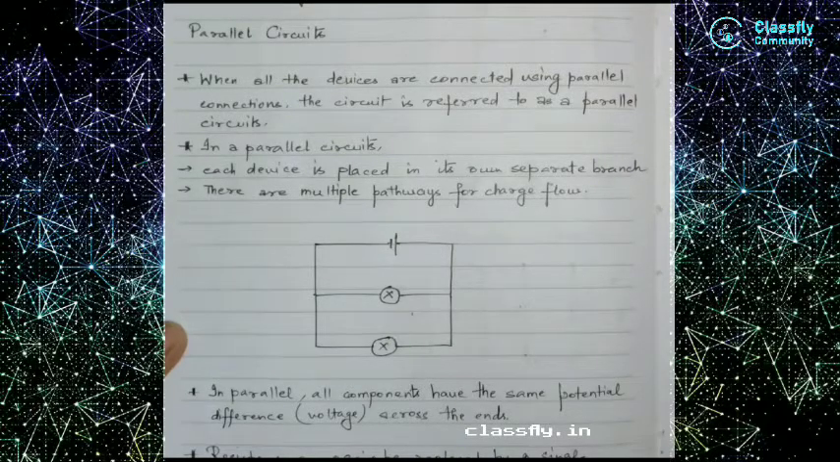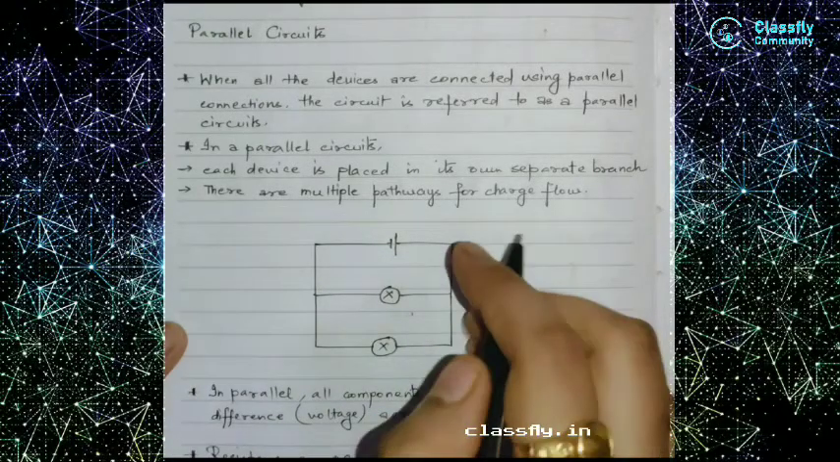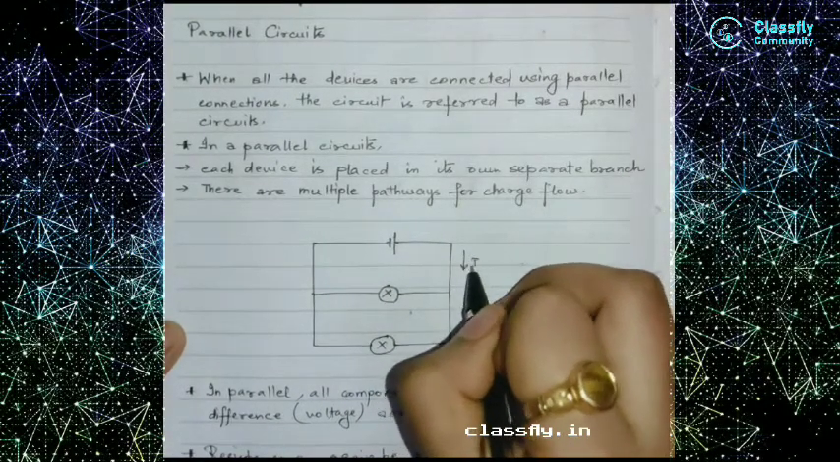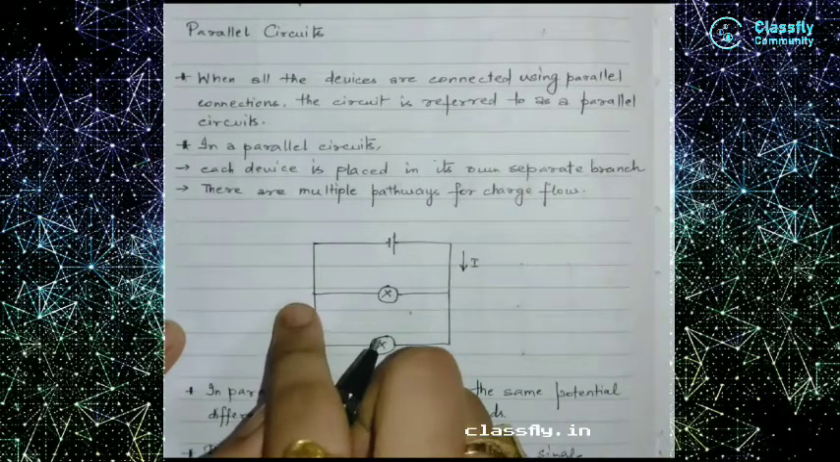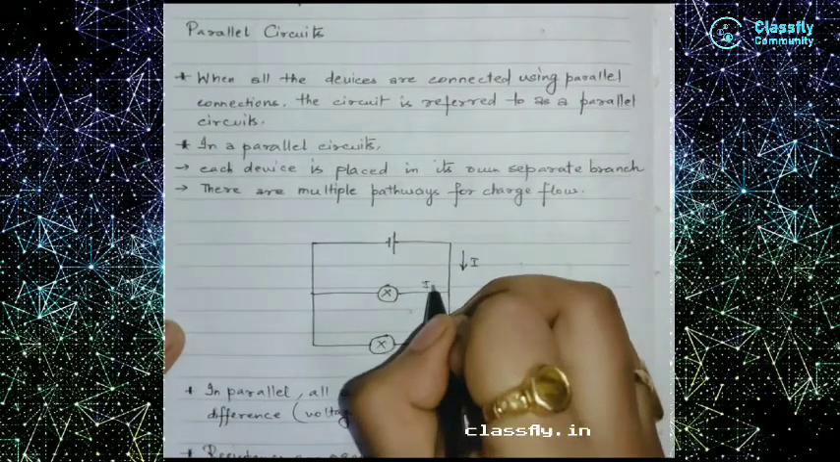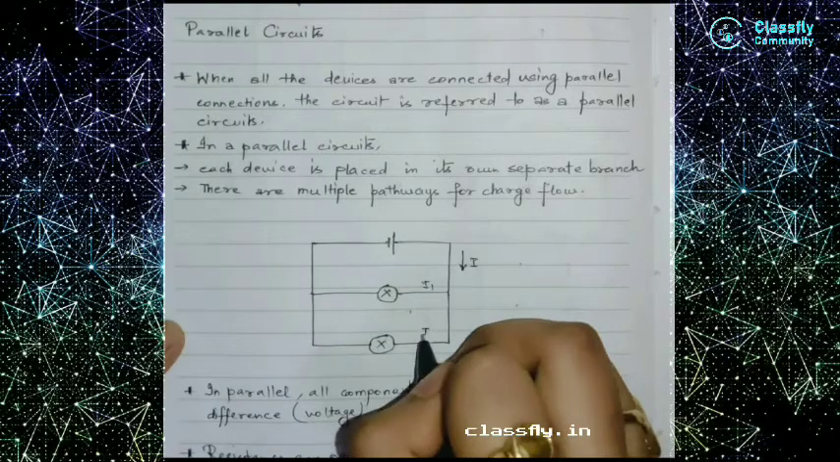As I told in the series circuit that it should have a single pathway, I also stated that it can have multiple pathways. So the parallel circuits are those which have multiple pathways. That means the current can be divided in branches. That means if a current I is flowing, for this branch it can be I1 and for this branch it can be I2.